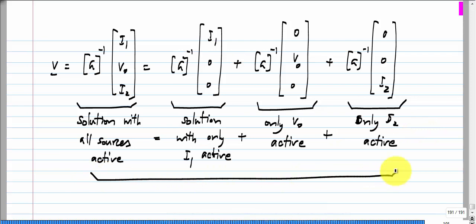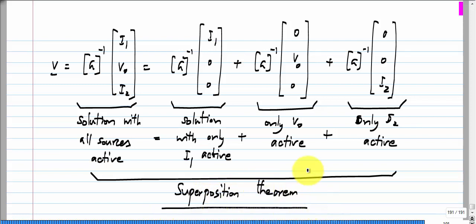This is the superposition theorem. It is basically a result of linearity of equations. In this case, we have expanded out the matrix multiplying the sum of 3 vectors as the matrix multiplying individual vectors and summing them together. Okay. So, the consequence of the equations governing the circuit being linear is superposition. Okay. Now, why is it useful? It is useful because sometimes it simplifies analysis.